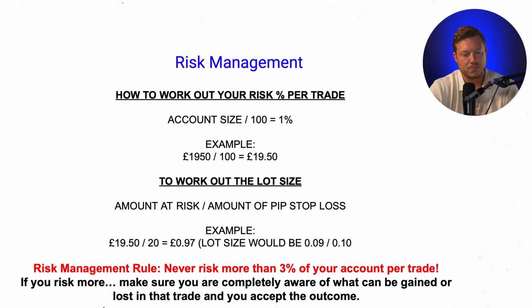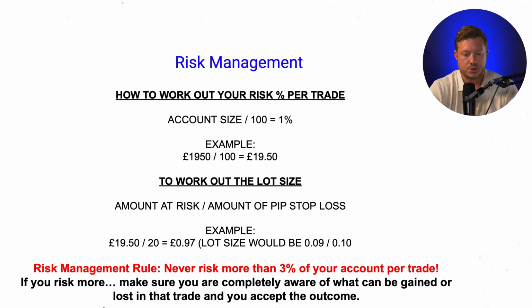So when we look at risk management, how to work out your risk per trade is account size divided by 100. Risk management is key in trading, because if you're over leveraging, you're gambling, you're trading too much, and you don't know your risk, you don't know the chance of ruin on your account. For me personally, I know that it'll take 35 to 38 trades to blow my account because I'm a little bit more risk averse.